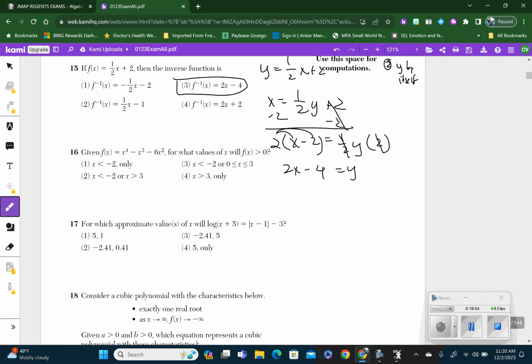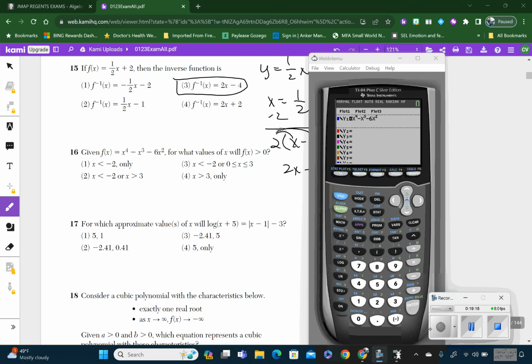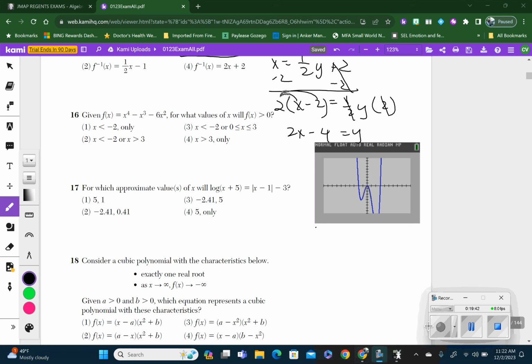So given da da da, for what values of x will f of x be greater than 0, which means that the y is going to be positive. So this is also a calculator question. So I just went ahead and graphed it. Well, I plugged it in exactly as is, and now I'm going to hit graph, and let's see what happens. So, okay, I see a wacky looking graph. Okay, so it says, where is f of x or y going to be greater than 0? Okay, perfect. So I was able to take this and put it into the actual thing.